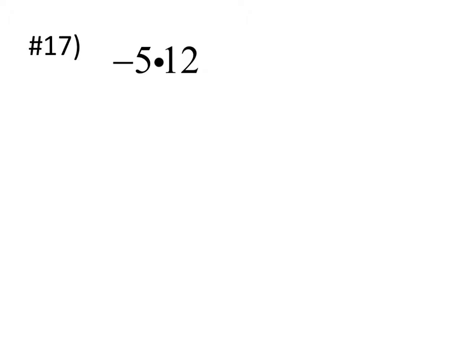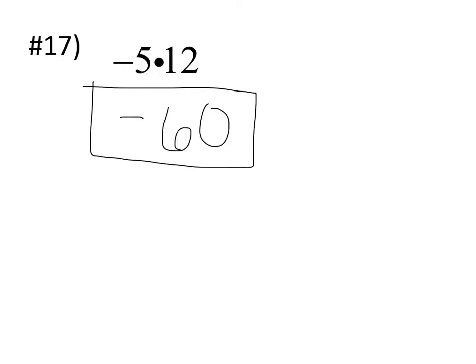Okay, now we're multiplying. So we're going to multiply first, and then we're going to deal with the signs. So 5 times 12 is 60. And then you have a negative times a positive. So a negative times a positive is a negative. So negative 5 times 12 is negative 60.